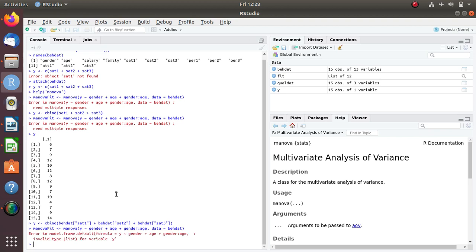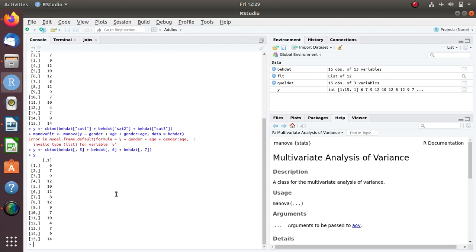Invalid type list for variable Y. Why? Let me try a number of ways. This is going to be 5, this is going to be 6. Oh, I think I have to convert that. Don't worry. Why now? Oh, I'm sorry, I'm a fool because I'm using plus here. I cannot use plus, it is comma.